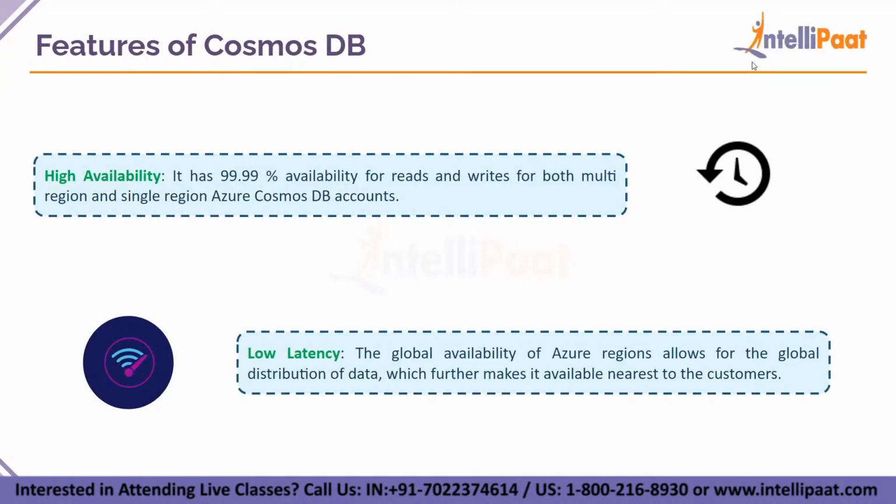Then it is highly available. In most cases, when you or an application is retrieving data from the database, Azure Cosmos DB is available 99.9% of the time. Then low latency. As I've already said, Cosmos DB is a globally distributed database, and this means that data can be stored very close to the users. So when the user is retrieving data, the latency will be very low.